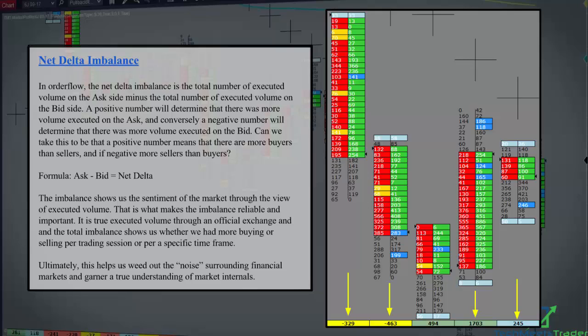Here on the image, at the bottom of each candlestick, we see a negative number or a positive number, followed by a color. A negative number means more executed volume on the bid than on the ask. A positive value means that there was more executed volume on the ask than on the bid.